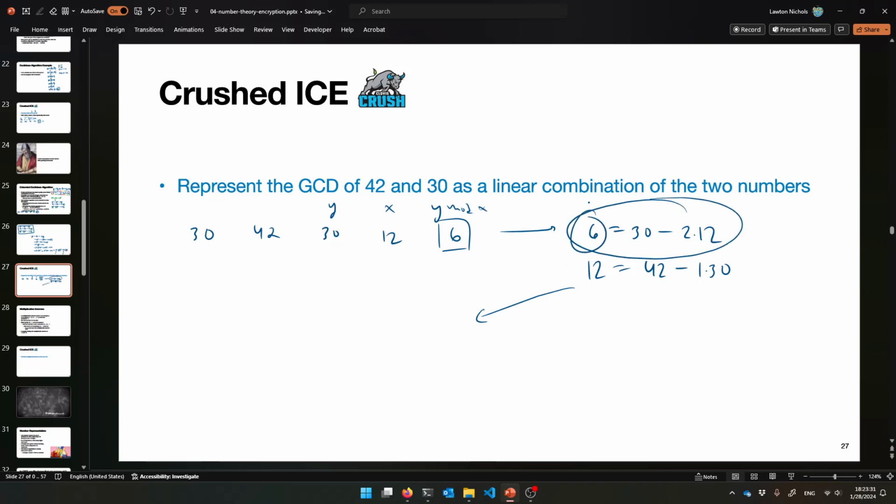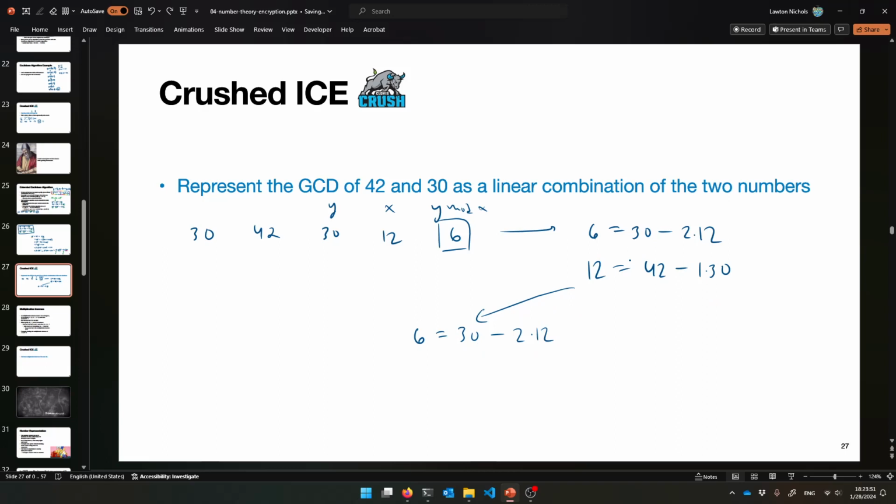backwards, starting with this. 6 was the GCD. That's the first equation we use. 6 is equal to 30 minus 2 times 12. And we want a GCD of the original numbers, 42 and 30. So we have a 30 here. And then this is like a 12. That's useless. But I can replace this 12 using this equation. You see that? That's where we're going.